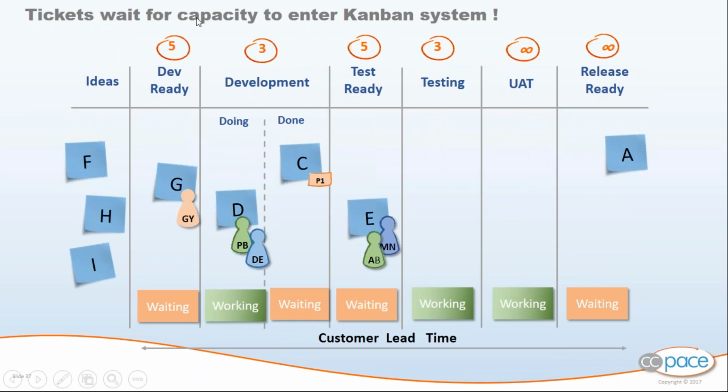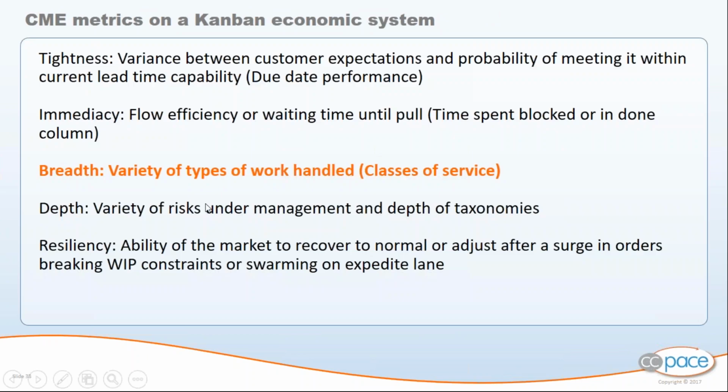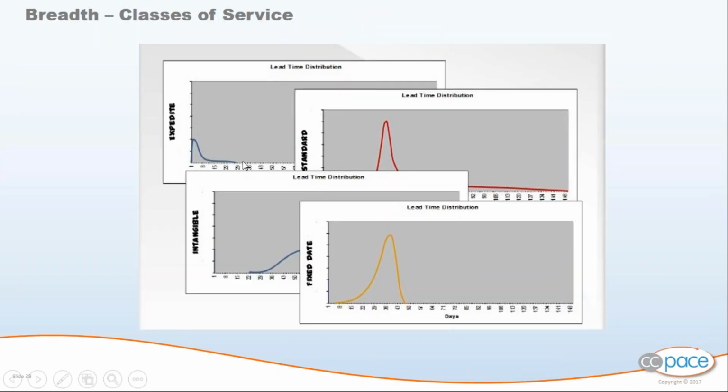Another metric that is used is also the flow efficiency, where we pay very close attention to all the waiting states on a Kanban board, like dev ready, test ready, done for development, testing, and release ready, which are all waiting states. And we must be sure that the tickets spend as much time as possible in working states. It's all done visually, and it can all be optimized by the team facing the board and making economic decisions every day. Breadth is the variety of types of work that you handle, where you have classes of service: fixed date tickets, intangible, standard, expedite, tickets from marketing, tickets for bugs.